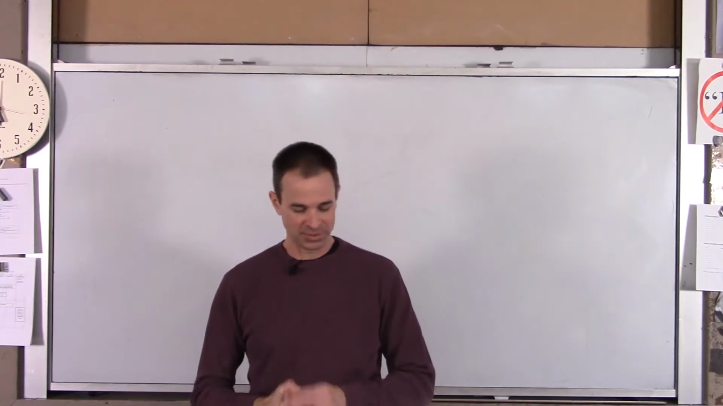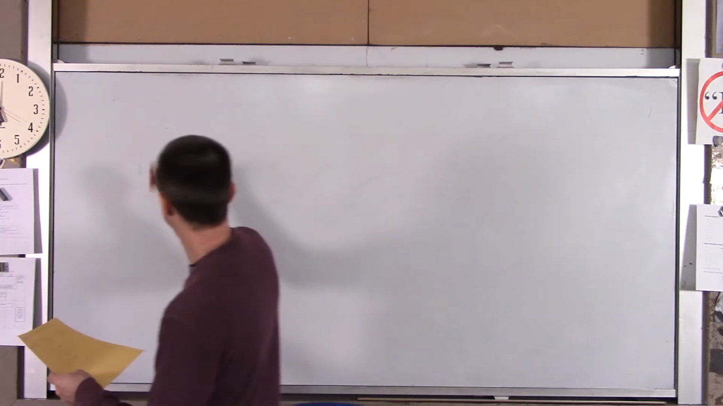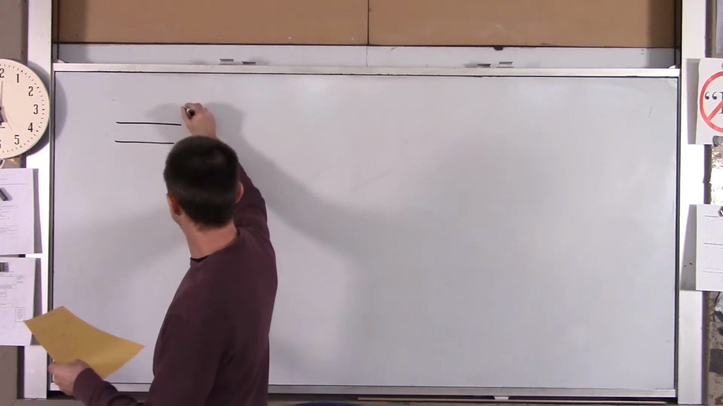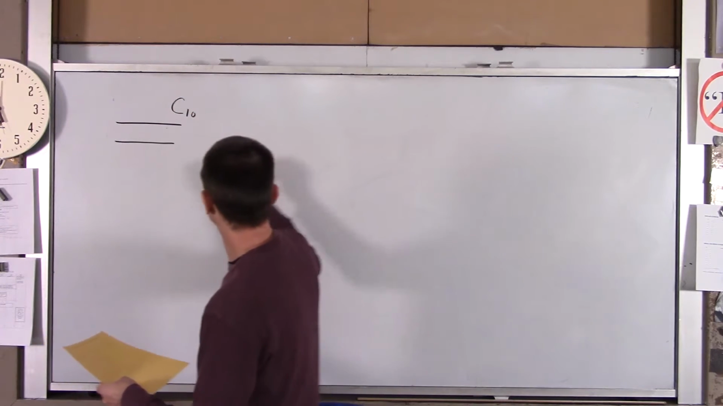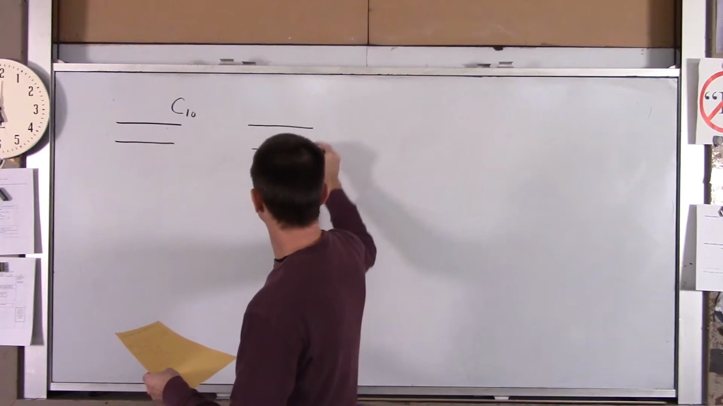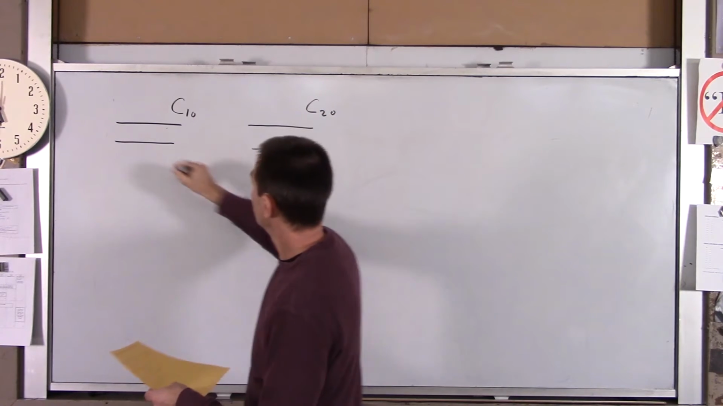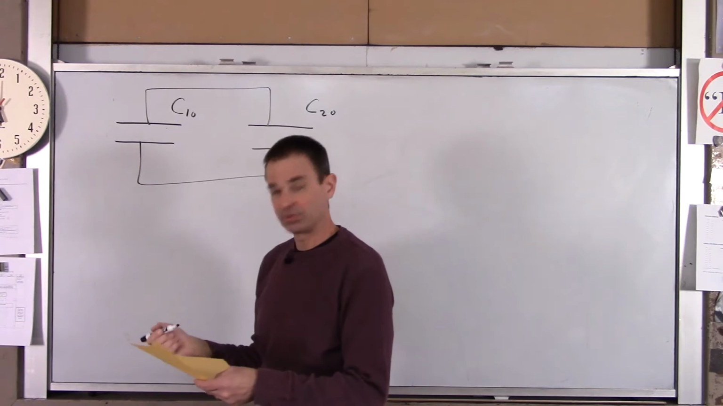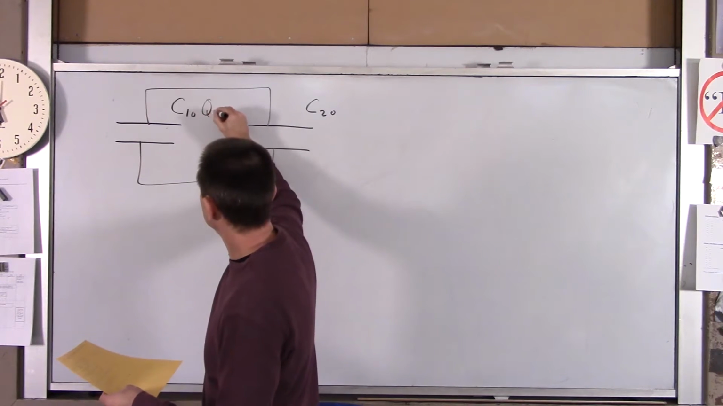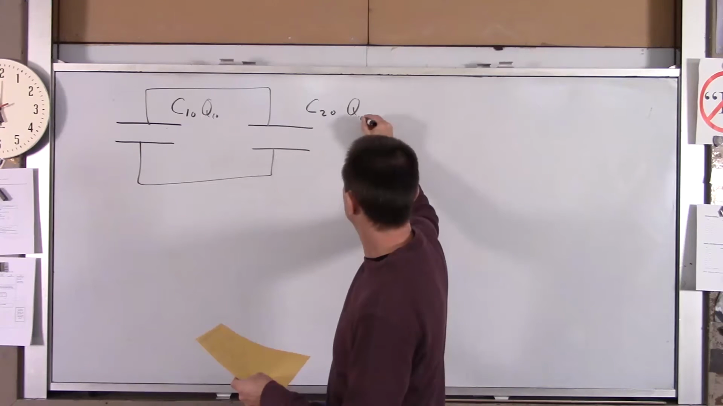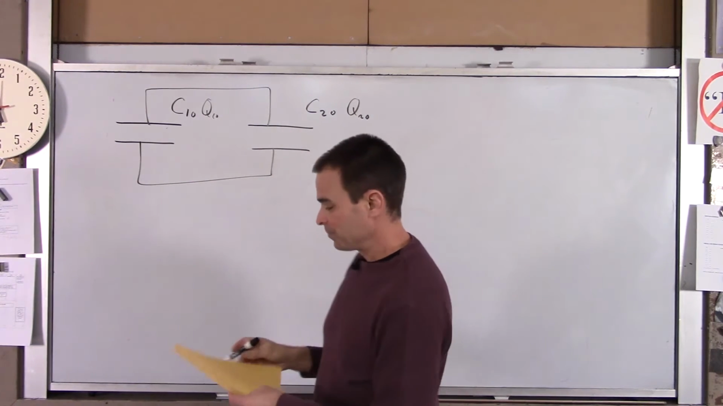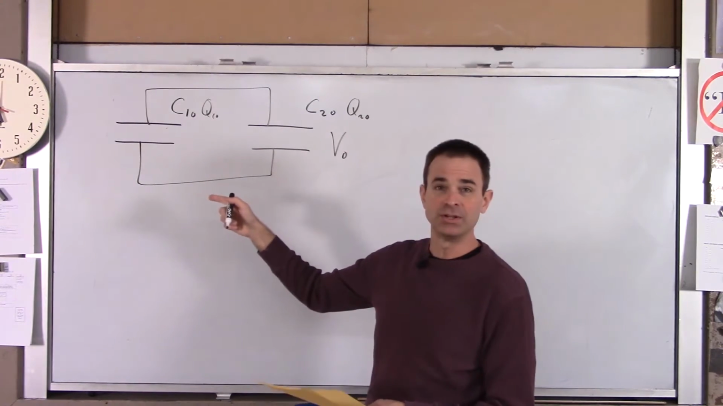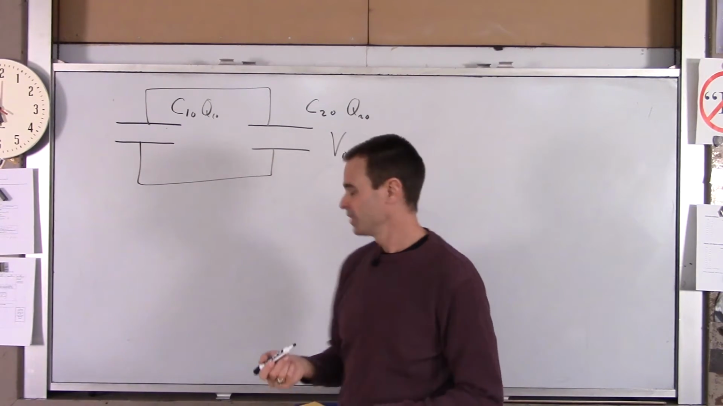So the situation looks like this. You've got two capacitors. We'll call that one C1, and it's C1 naught. Another one over here, that's C2 naught. They are attached like so, and they are charged up. So this one has a Q1 naught and this one has a Q2 naught. They are charged up at some voltage V naught, and they are connected, so they would have the same voltage.